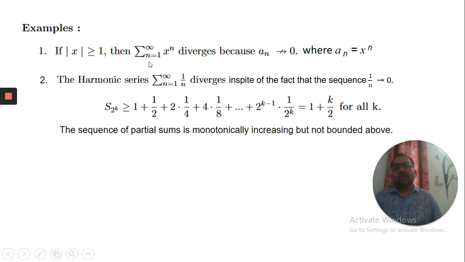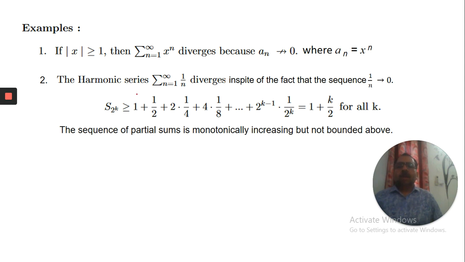We have seen in theorem 1, if the series is convergent, the corresponding sequence must tend to 0. Here the sequence is not tending to 0, therefore the series is not convergent. So now example 2, this represents that the converse of the previous theorem is not true.